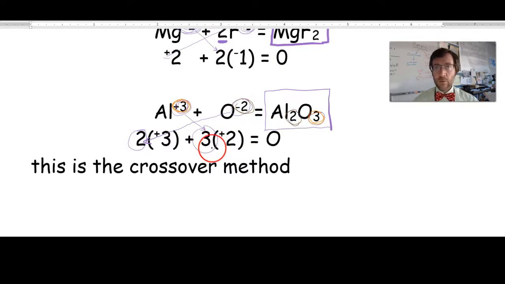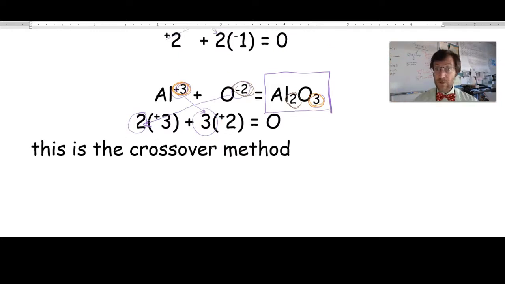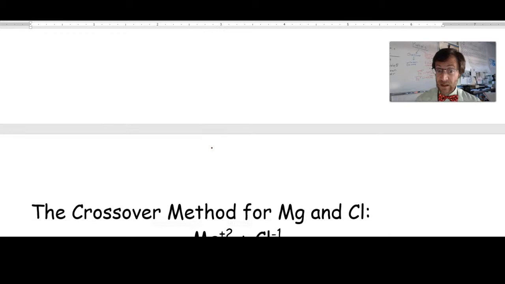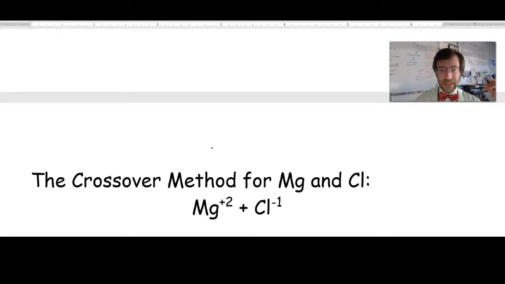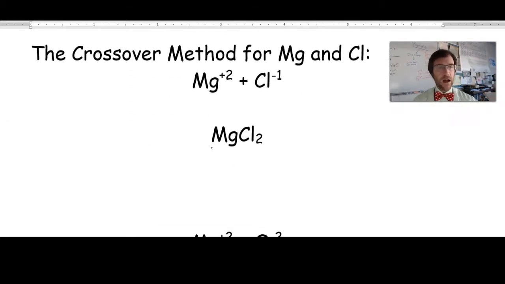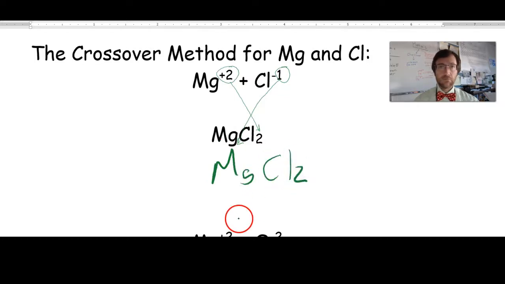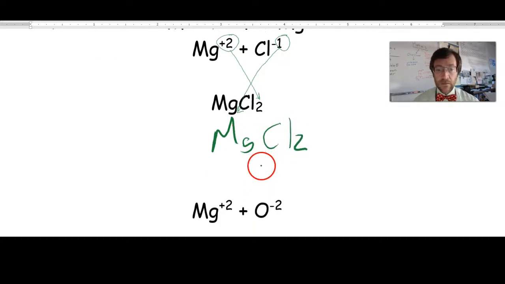Do you guys kind of see how that works? We call it the crossover because you take the charges, you cross them over, and make them into the subscripts. It's a shortcut. It works perfectly. Let's give it a shot. So here's the crossover method for magnesium and chlorine. Magnesium is a 2+. Chlorine is a -1. And so we just take the 2 for the magnesium, it becomes a subscript for chlorine. The 1 for chlorine becomes the subscript for magnesium. MgCl2. Easy peasy.